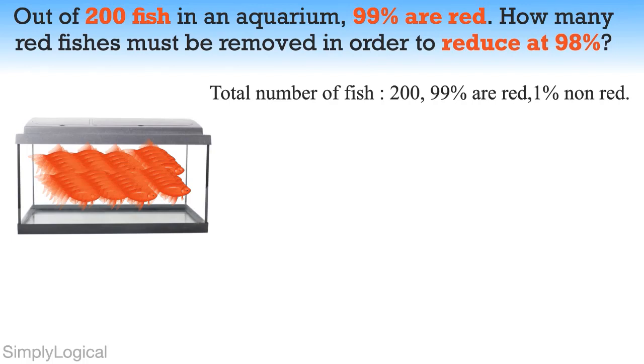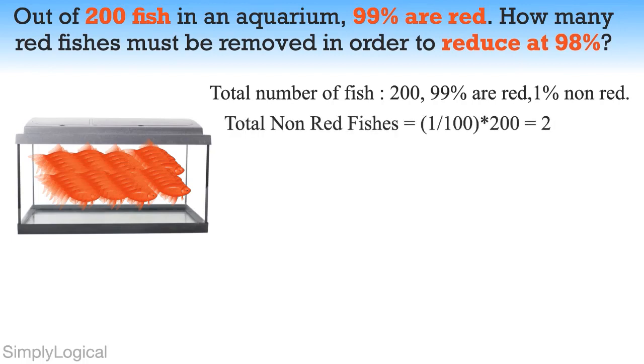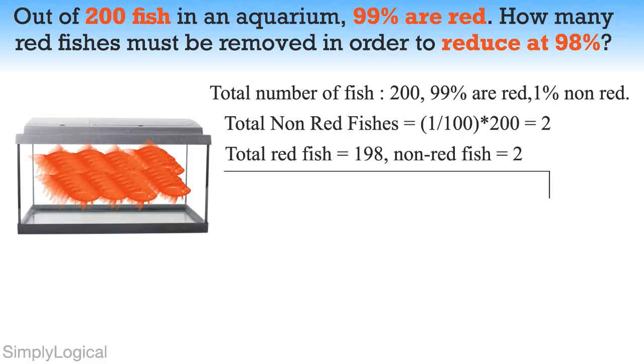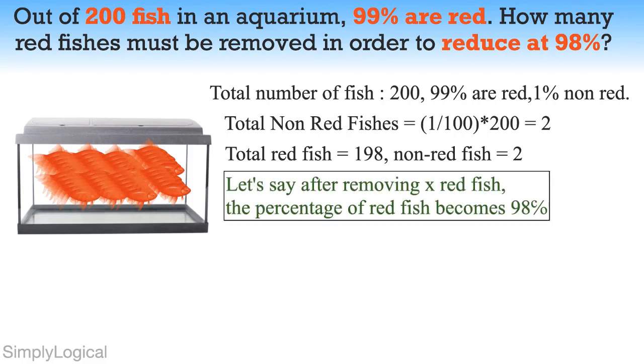As per the question, initially 1% of fish are non-red, that is 1 over 100 multiplied by 200, which is equal to 2. Currently the percentage of red fish is 99% in the aquarium of 200 fish. So the total red fish is 198 and non-red fish is 2. Let's say after removing x red fish, the percentage of red fish becomes 98%.